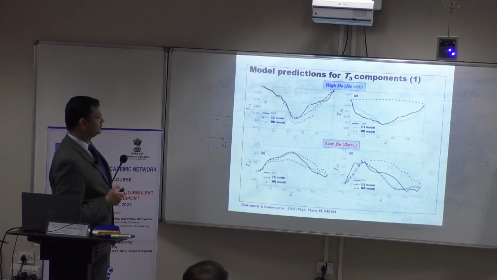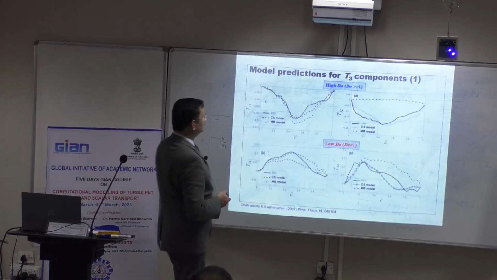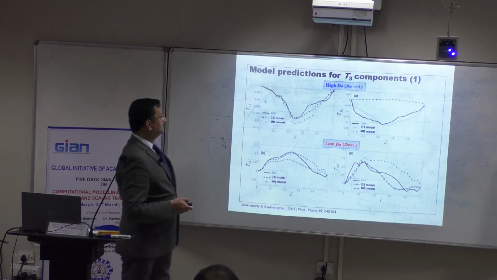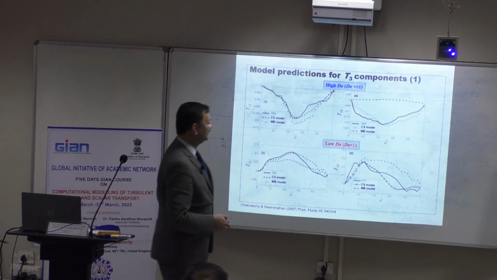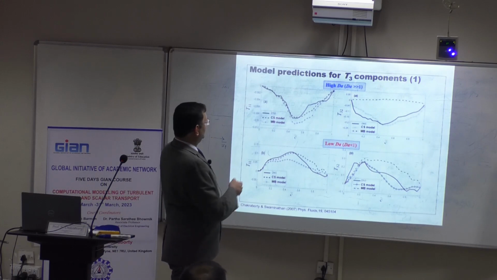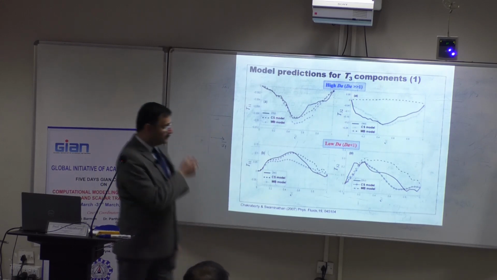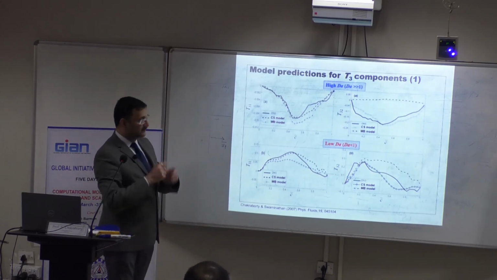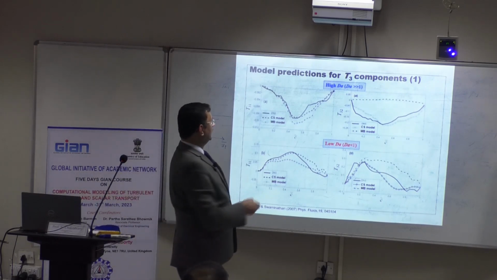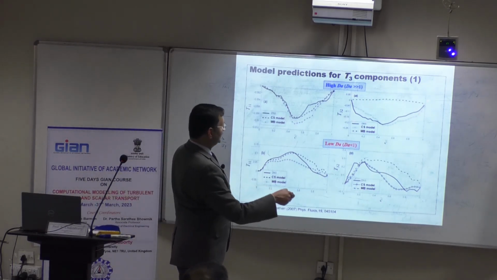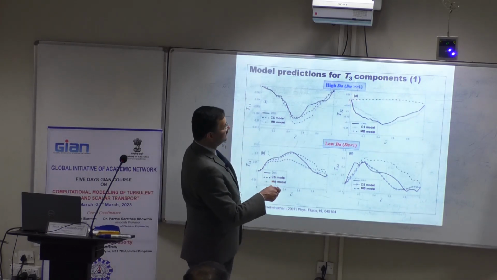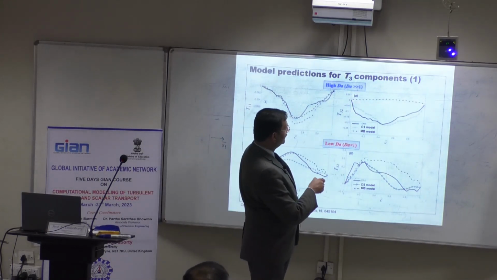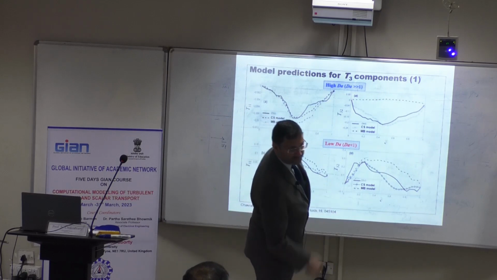Firstly, T31, you can see the CS model is the refined model where the scalar gradient alignment effects are considered, and that does a relatively good job in terms of capturing the behavior of T3. Whereas the previous model continues to give only a positive contribution.